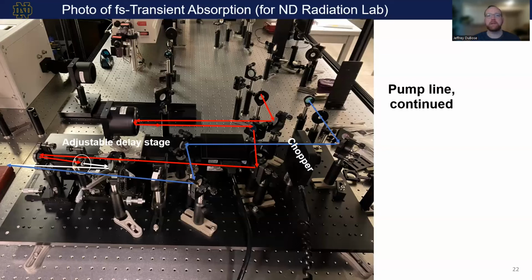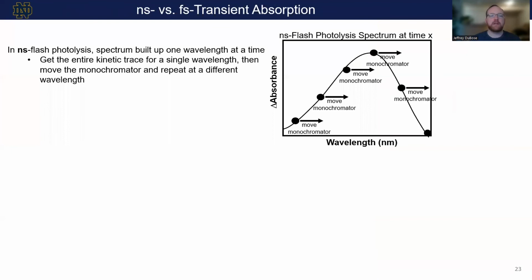Okay, so let's briefly review nanosecond versus femtosecond transient absorption before we move on. In nanosecond transient absorption or flash photolysis, we're building up the entire kinetic trace, but only at one wavelength. So if you want to develop a spectrum, you'd have to get the kinetic trace at one wavelength, move the monochromator a little bit, get the next kinetic trace, move the monochromator, get the next kinetic trace, and so on and so forth. So that's flash photolysis.